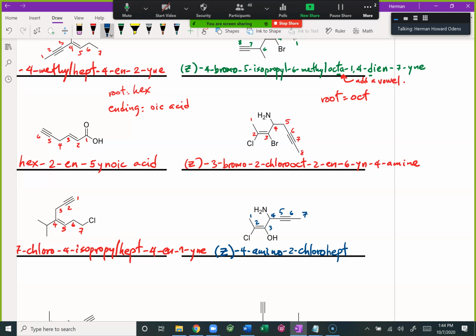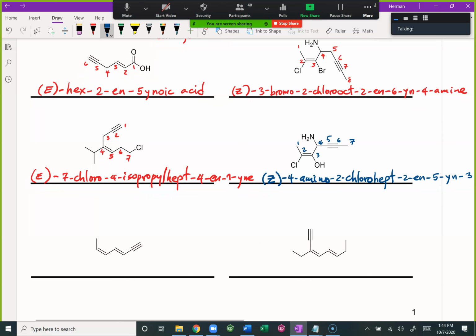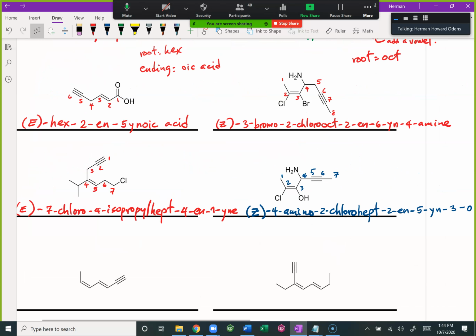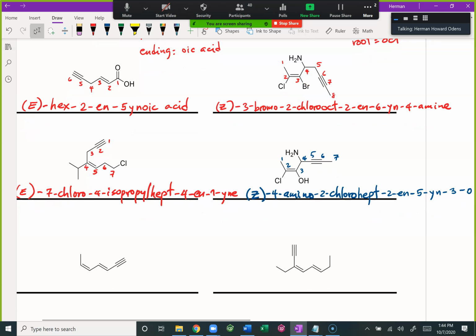All right, so it's Z, 4 amino, 2 chlorohept, 2 ene, 5 ine, and 3 ol, because it's an alcohol. All right. Great, we're doing excellent progress. I think for the early class, we didn't even get to this one. We got to the previous one in red. All right, this is good.